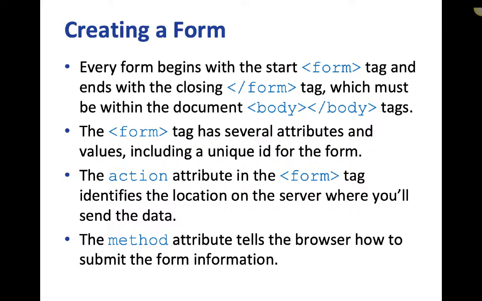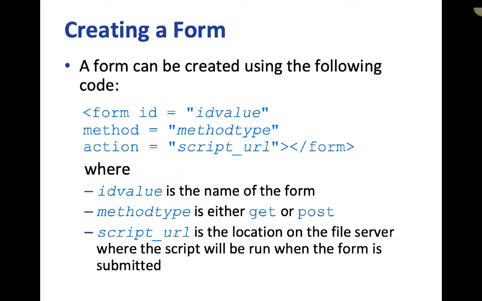There are two different method attributes that will tell the browser how to submit the form information, and I'll talk about those in just a moment. Forms are created with the following code. We have a form, we have an ID, and this is all inside the opening form tag, method, and then an action, and then of course you can see the closing form tag.